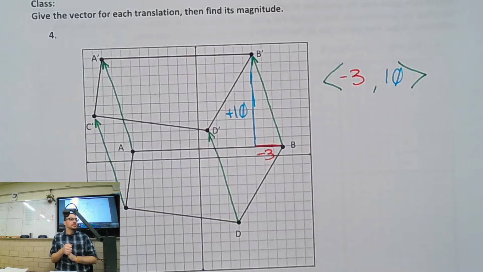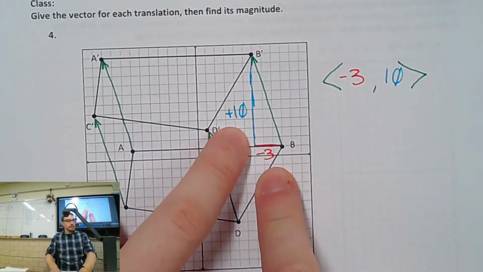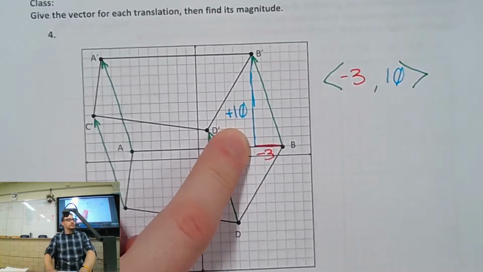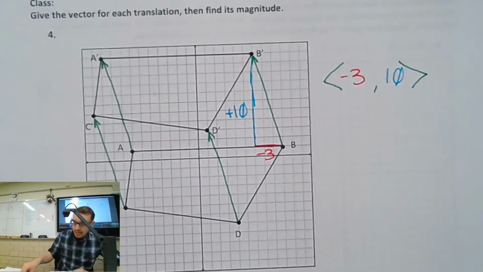Now we've got to find the magnitude, which is the length of the vector, right? -3 squared plus 10 squared, root it, you get the length. So let's do that.